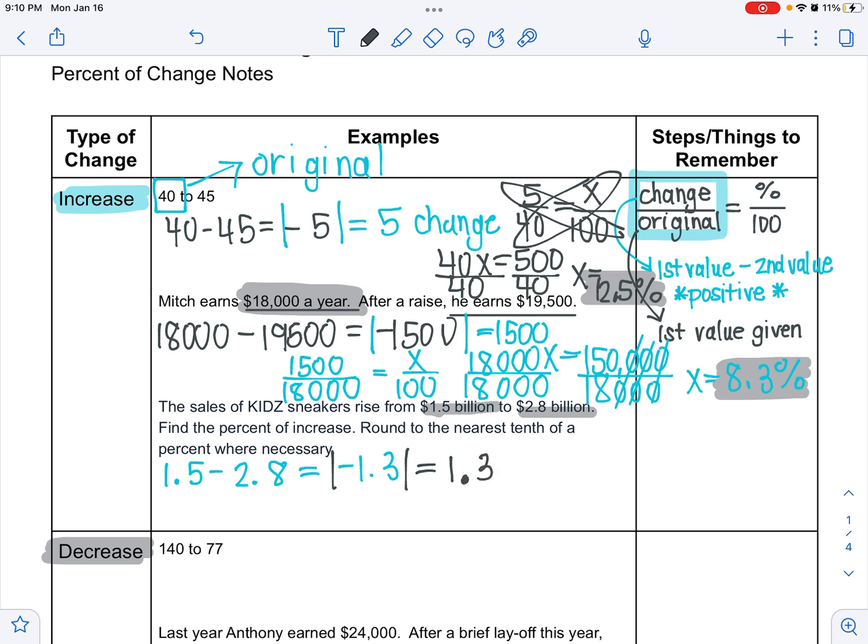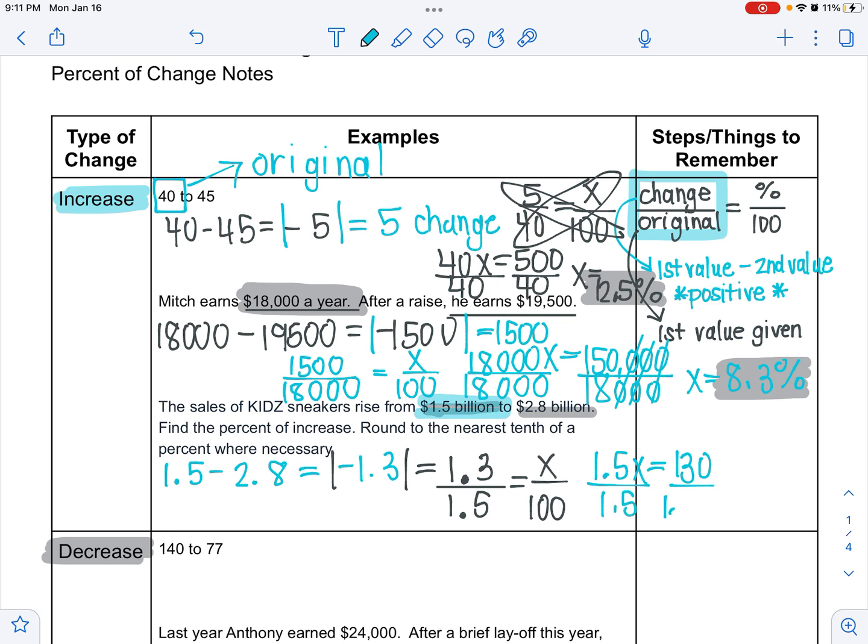And if you want to make your work fit in, we can see right here that our first value was this 1.5 billion. So I'm just going to sneak that in there underneath that 1.3. Put my x over 100 and do my cross multiplying. So 1.5x equals 1.3 times 100, or move your decimal place 2 places to the right to get 130.